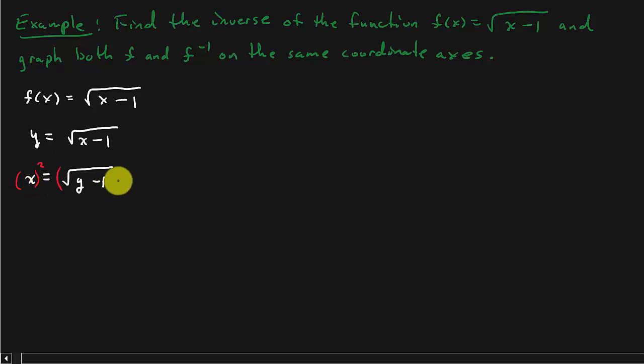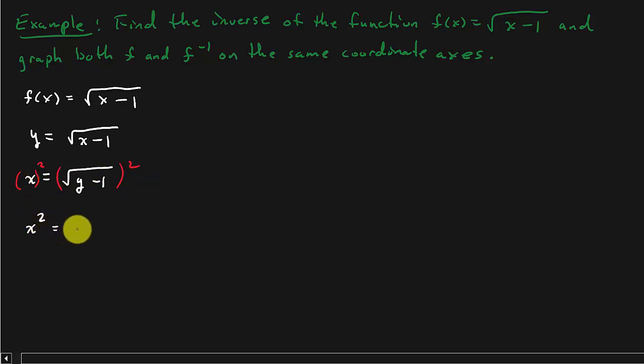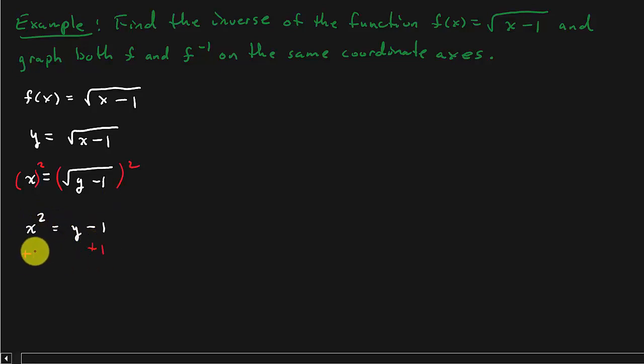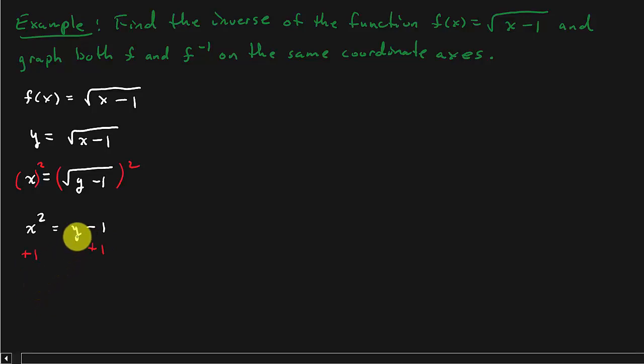We have to square both sides. So I get x squared equals y minus 1. And then I'm going to add 1 to both sides. So that is going to give me y by itself. So that's going to be f inverse is equal to x squared plus 1.